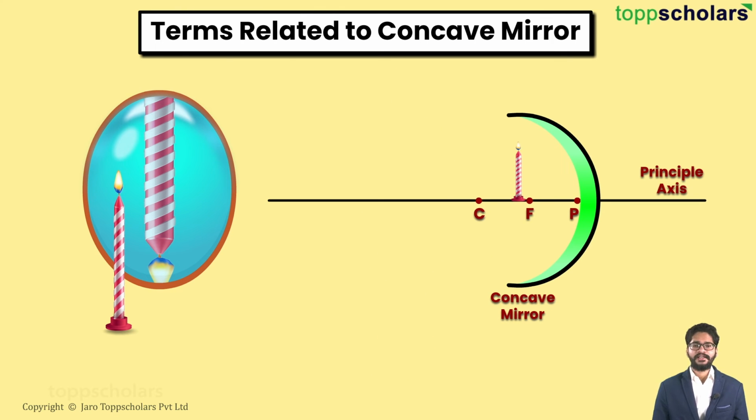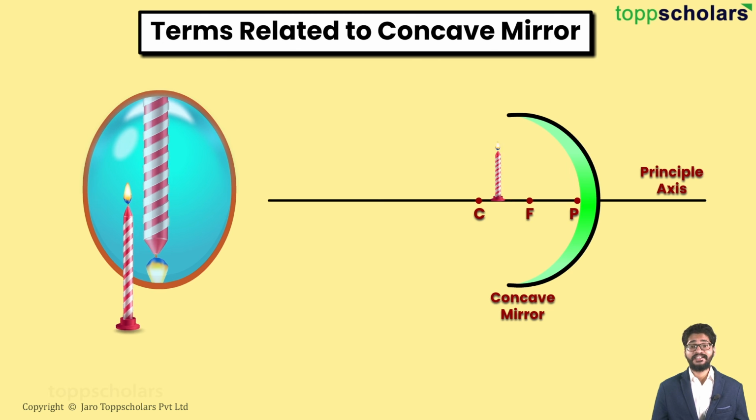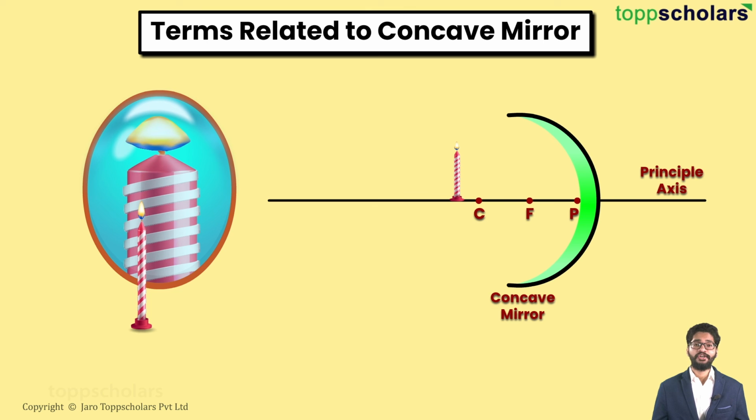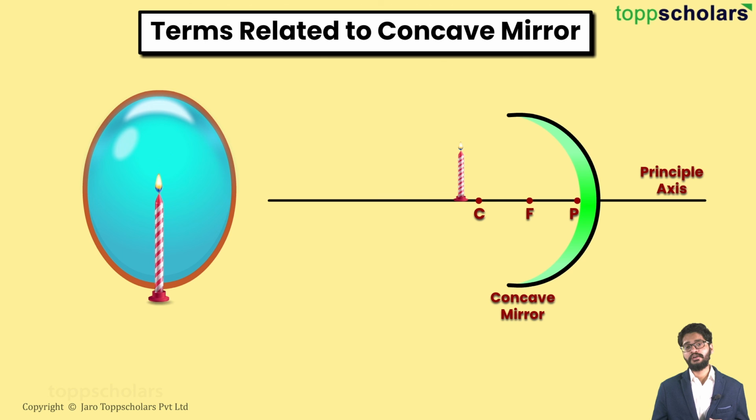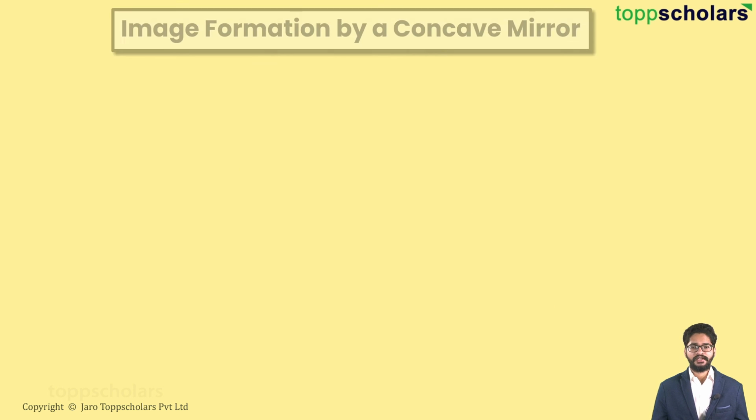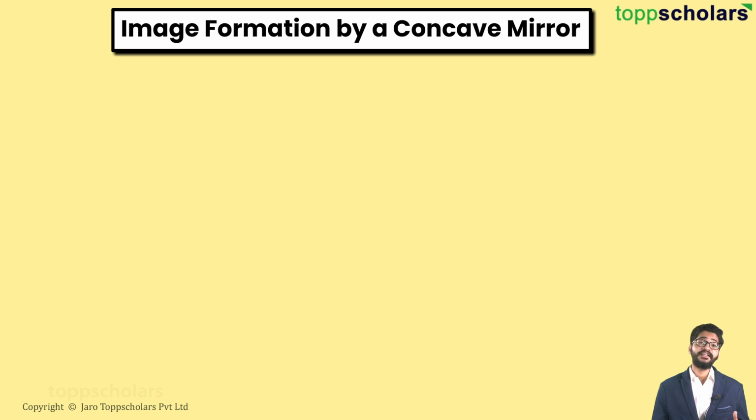When an object is placed in front of a concave mirror, the image formed by the concave mirror is real and inverted. Further, as the distance between the mirror and the object increases, the image gets closer to the mirror. The image becomes smaller than the object when the object is beyond the center of curvature.